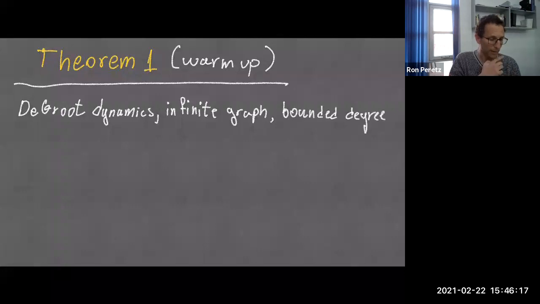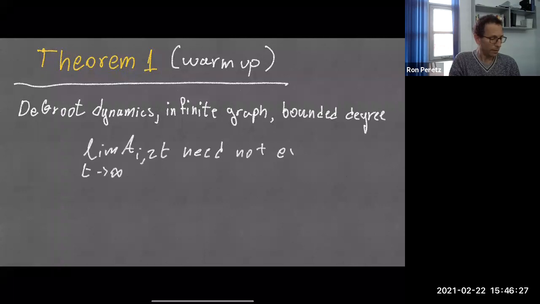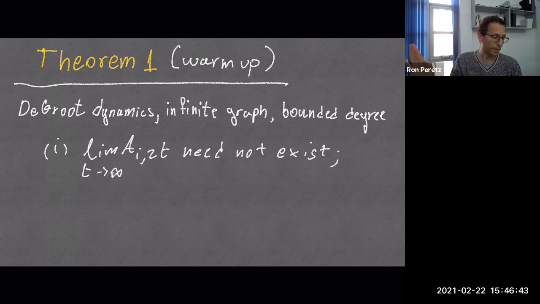We assume that the graph has a bounded degree. It's a connected infinite graph with bounded degree. Then the limit need not exist. This is the first observation. You can have some initial opinions, even bounded initial opinions, such that the opinions of the agents do not converge.